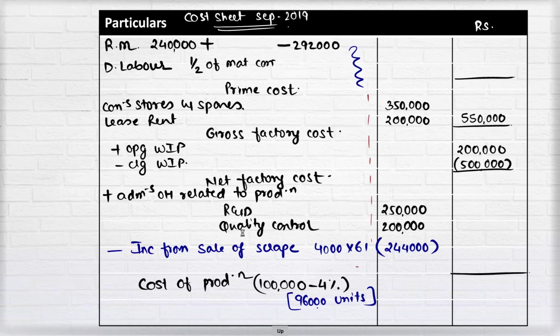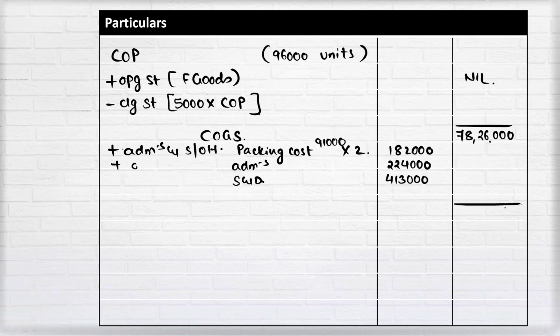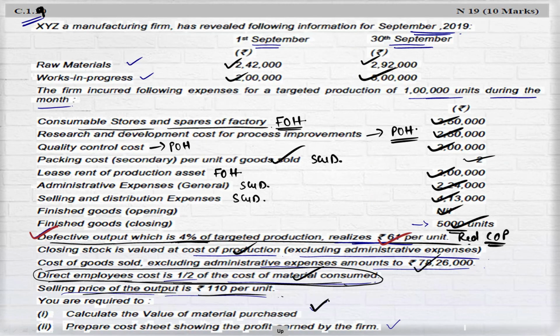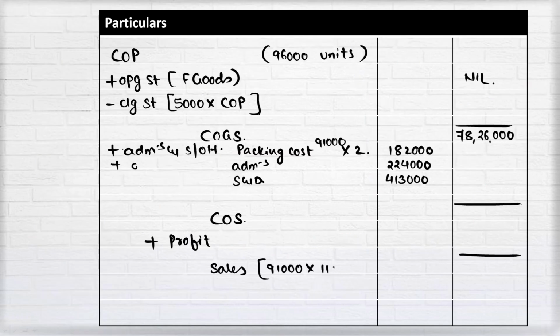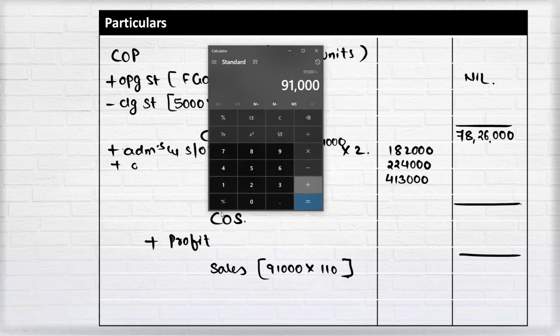I am also knowing total of this. I have taken into consideration this. Selling price of the output is 110 per unit. I will be getting cost of sales plus profit is equal to sales, and my sales will be 91,000 units into 110. It is 1,10,00,000.